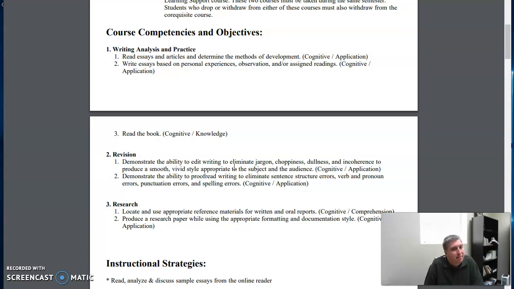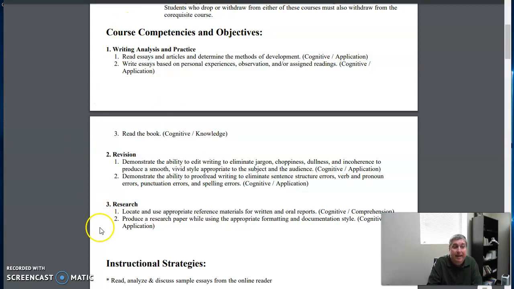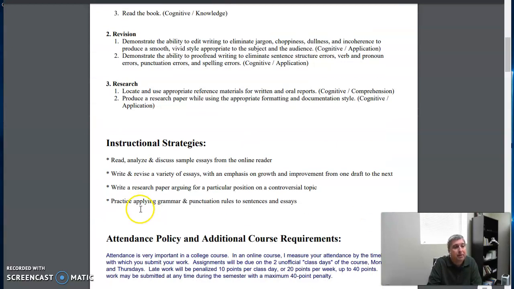Well, this is a composition class. English 1101 is not a literature class. It's not the most exciting class you'll ever take. I'm well aware of that. It's just making sure you know how to write. And that's what we spend our time doing, writing and revising, rewriting, and, of course, doing a research paper.